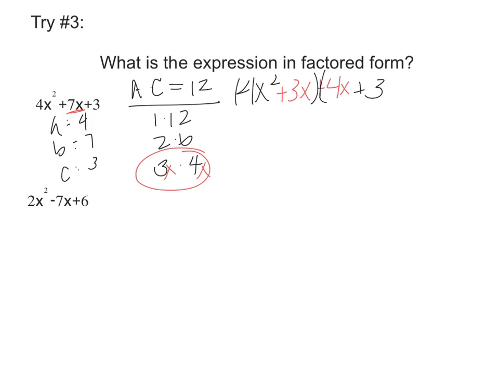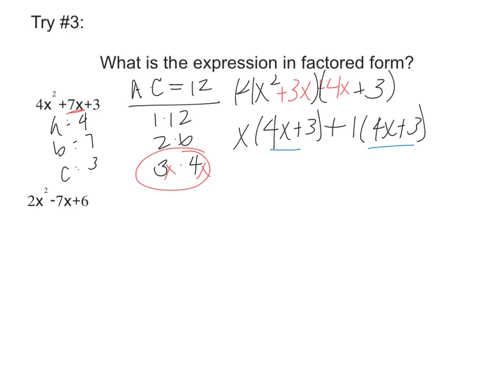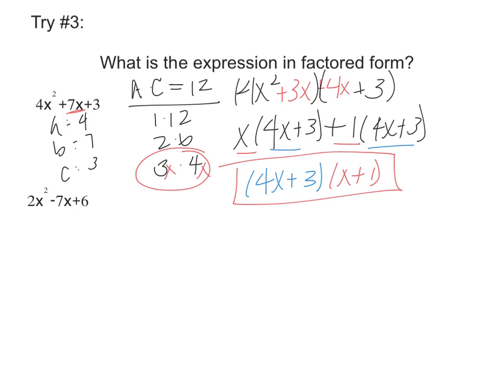If I group the first two and the last two, I can take an x as the greatest common factor of the first half, and I'm left with 4x plus 3. In the second one, it doesn't look like I have a greatest common factor, but when it looks like I don't, I can at least take out a positive 1, and I'm left with 4x plus 3. And I've done that correctly because I have 4x plus 3 as a common factor of both. And then what I'm left with is x plus 1. And I'm done with that one.